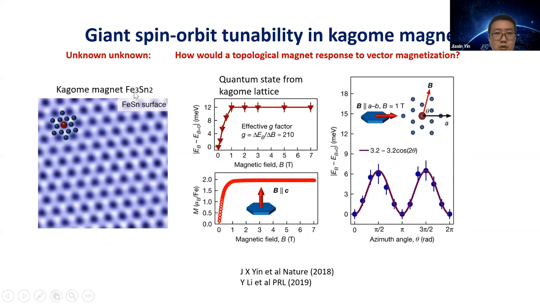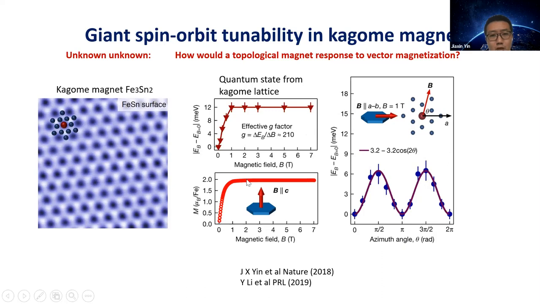For this material, its spontaneous magnetization direction is in-plane. And we found the Kagome lattice of this system exhibits a special quantum state, and this special quantum state has an enormous magnetic field response. If we apply a c-axis magnetic field, we find this quantum state first has a large energy shift, then saturates around 12 millivolts. This is actually a large energy shift because, for example, if we calculate the energy shift between 0 and 1 Tesla, we get an effective g factor over 200.